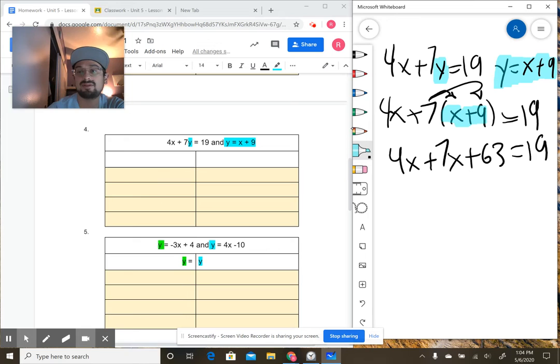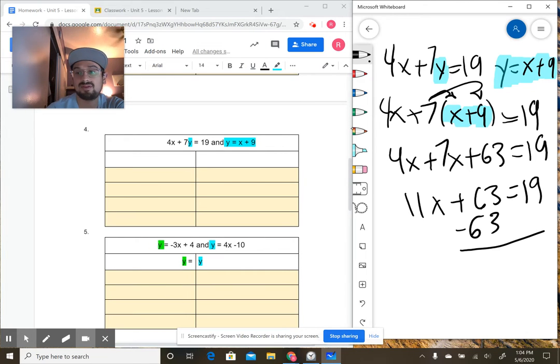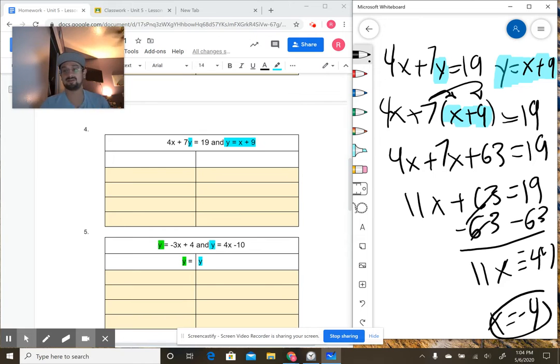I substituted that right there. So 11x plus 63 is equal to 19. Subtract 63 on both sides. 11x is equal to negative 44. So x is equal to negative 4. Negative 44 divided by 11 is going to be negative 4.